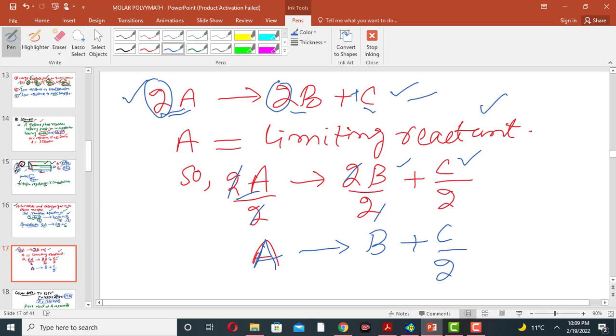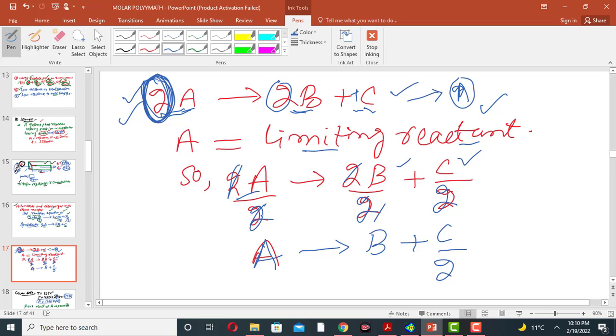So divide this equation by the stoichiometric coefficient of our limiting reactant. A is our limiting reactant and the stoichiometric coefficient is 2. So divide this equation by 2. Both the reactant and product are divided by 2. So we divided the reactant and product by 2, which is the stoichiometric coefficient of our limiting reactant.